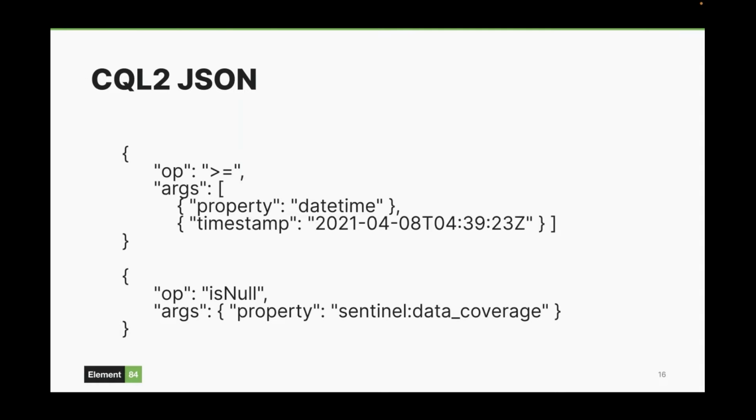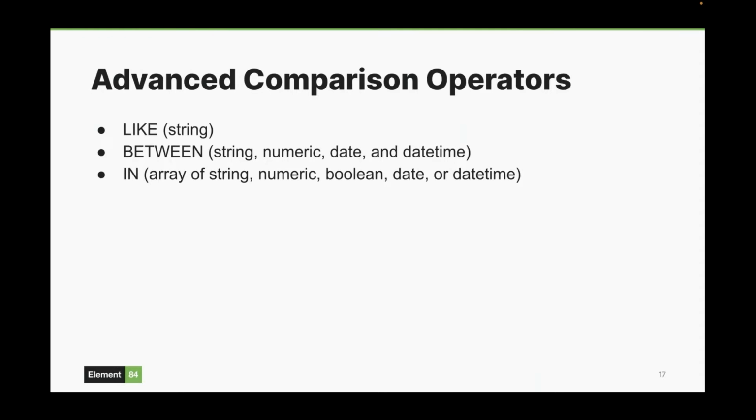We can say that the datetime has to be greater. Well, I think I said greater than here, but the datetime is compared to a single timestamp. And likewise, the is null operator allows us to check that a certain property is null. Okay, so those are the basic operators.